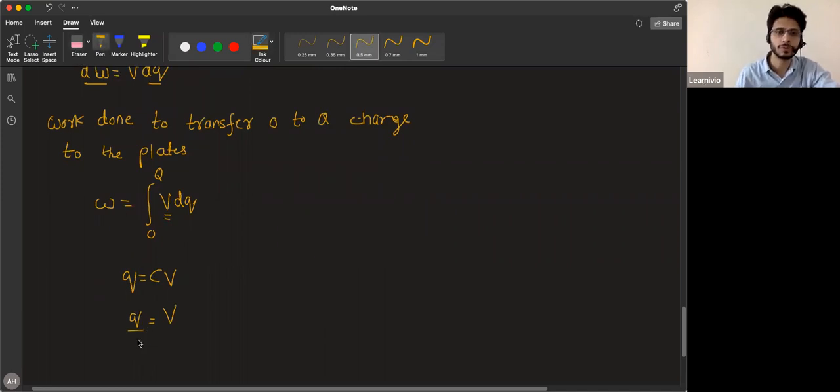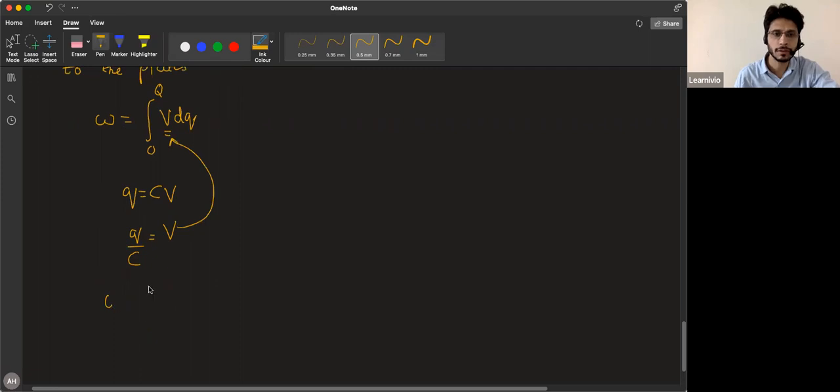So this is V, which is Q by C. I substitute this V here. So your work done is the integral from 0 to Q of Q by C into dq. Now you can take this 1 by C outside. What is the integral of Q? It's Q to the power 1. What is the integral of Q to the power 1?